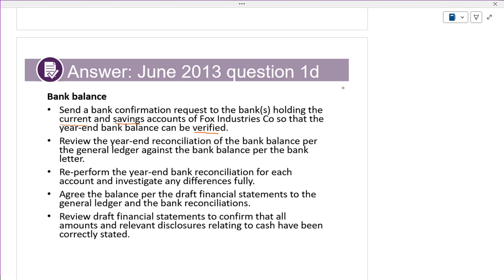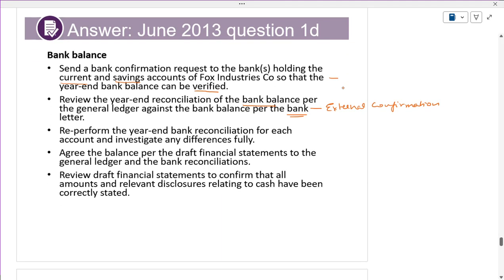Review whether they have done year-end reconciliations of bank balance as per general ledger and bank balance as per the bank letter. Why? Because the bank letter is an external confirmation, and external confirmation is more reliable than internal confirmation. Whatever balances we are getting, we have to tally with the ledger. Reperform the bank reconciliation for each account and investigate any differences. We are not preparing it; we are reperforming.